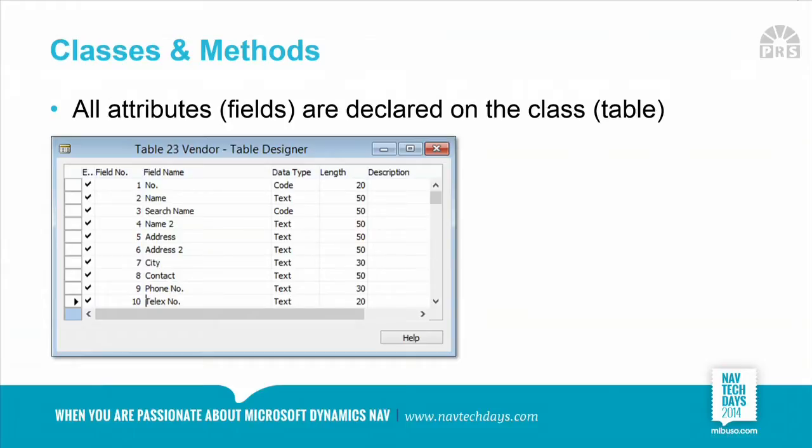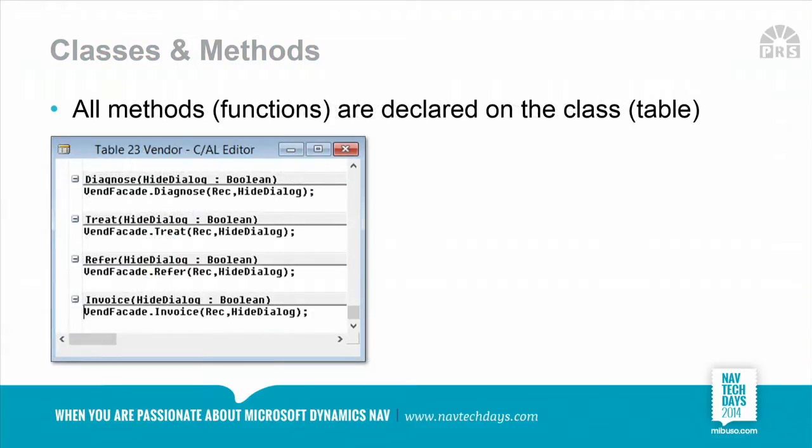So our suggestion would be: what you do with the fields, please also do with your methods. If we say a vendor is the medic, then you should have the functions diagnose, treat, refer, invoice declared directly on the class. Just do that even if you don't have to. You also see that there is hardly any code in these methods. That is by design: although the methods are declared on the table, the code does not reside in the table. And we see where it sits a little bit later on.